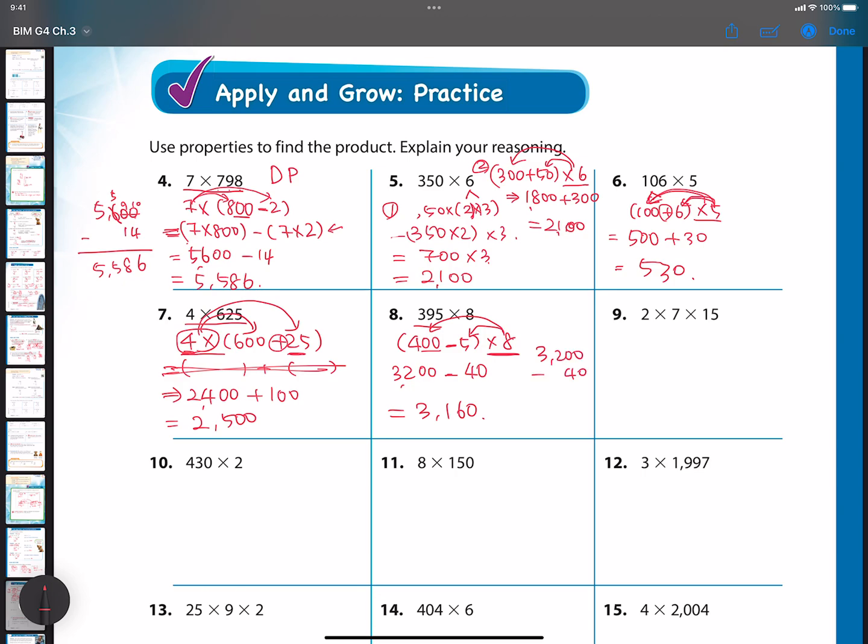3,200, take away 40. Okay, you need to borrow it from the hundreds place. It becomes 1 and 10. Since you don't have anything to subtract in the ones place, 6 and 1, 3. Same, right? Okay, you have to practice still, even though I skip the process, okay? Now, number 9. I'm going to use commutative, which is, I'm going to rewrite it 7 times 2 times 15. And I know 2 times 15 is what? 30 times 7 is what? 3 times 7, 21, and 1 more zero. That's it.